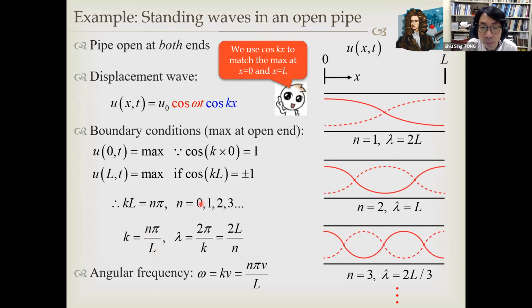There's a typo here. Please cross out the 0. That corresponds to K equal to n pi over L, or lambda equal to 2L over n as before. So that's why we have the same formula. The boundary condition is now different, but after taking all the boundary conditions into consideration, we arrive at the same formula as the vibrating string. And the frequency is, of course, given by kV, and that is equal to n pi v over L. This situation we have discussed before, right?